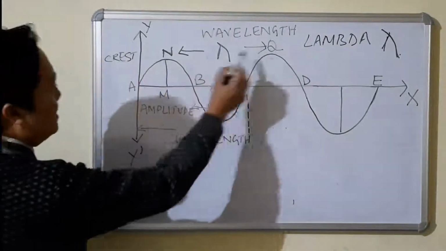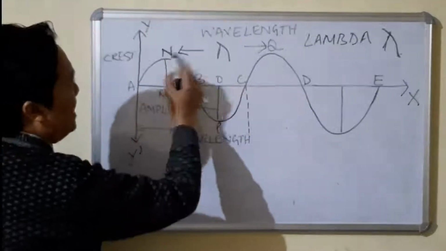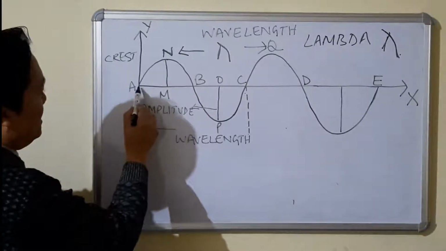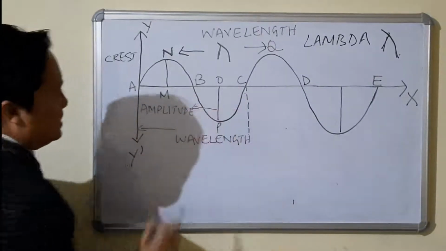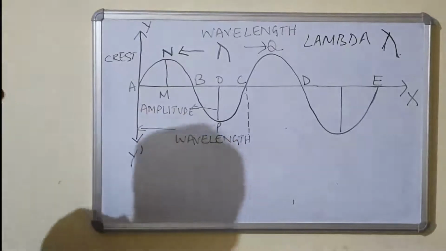So that means this part, look at it. This PQ represents one wavelength. Similarly, AC represents another wavelength. Okay, so these are all the wavelengths.